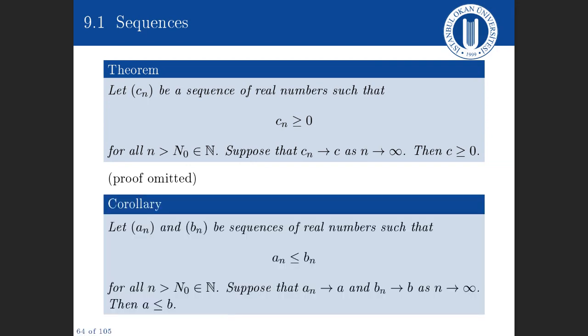A corollary of this is, we have two sequences such that An is always smaller than Bn, always after N0. We don't care what happens at the start of the sequences, but just what happens at the end of the sequence. So suppose that An is smaller than Bn after some number N0. Suppose that An converges to A and Bn converges to B, then A is smaller than or equal to B.